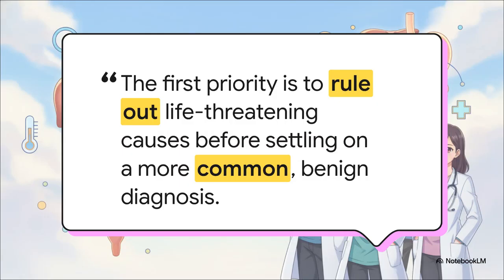This right here, this is the single most important rule. For your exams, and definitely for your future practice, you have to actively look for and rule out the dangerous stuff before you can feel comfortable settling on a simple diagnosis. A classic trap for juniors is to jump to a conclusion like gastroenteritis without first stopping to think, could this be appendicitis or an ectopic pregnancy? You have to exclude the killers first.